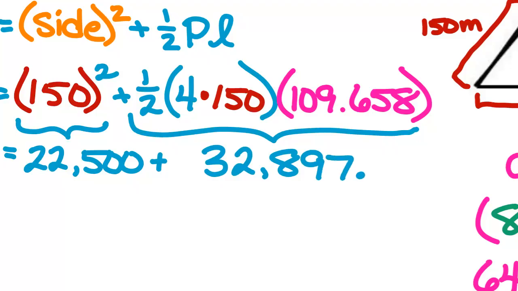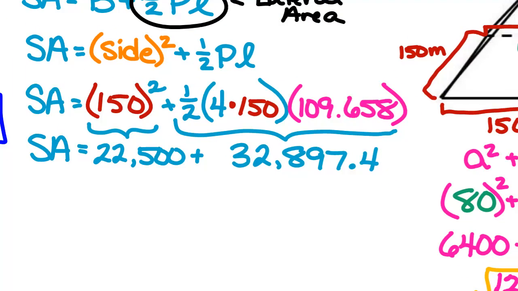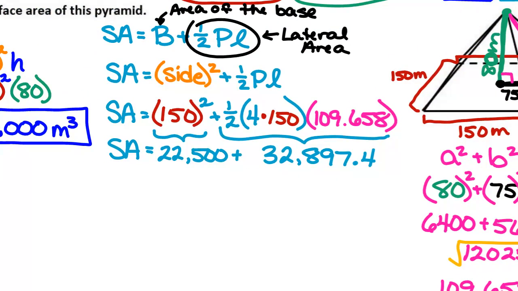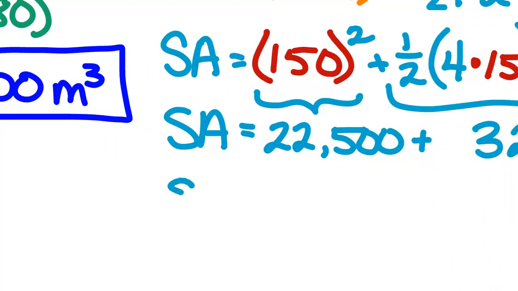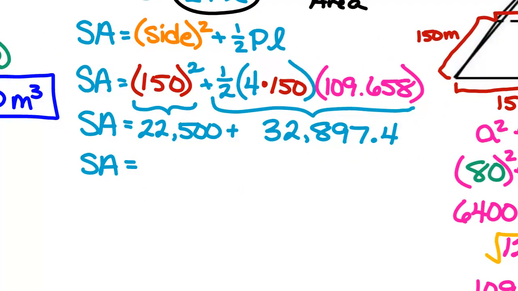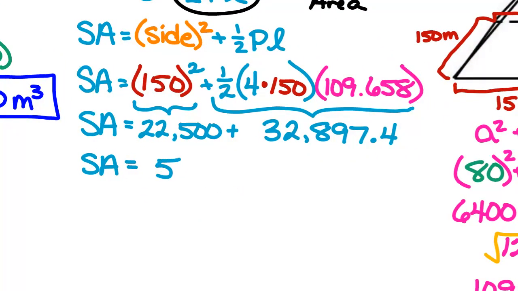897. You said 0.4? I got 0.7 when I did it, but I'm not going to fuss about the decimal point. Did you get 0.4 or 0.7? Oh, you're not that far yet? You got 0.4? All right, then it's probably a typo on my part. And then we add those two together for our surface area. We get 55,397.4.